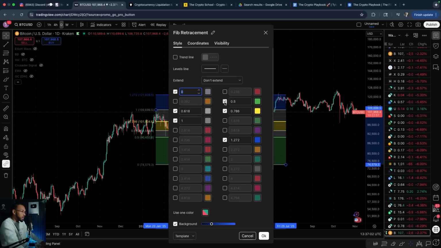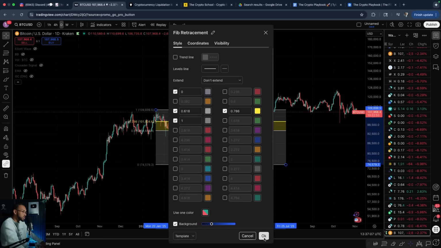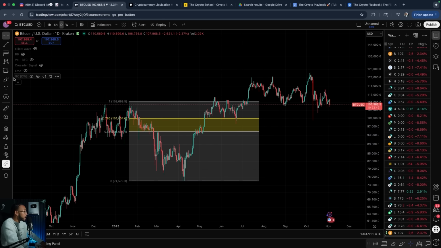Get rid of this right here. Boom, 0.5. There we go. And then let's get rid of that extension level as well. So this is what we can see. And look how cool this is, guys. What happened with Bitcoin's price was that it came down and started to recover. And it did a really good job.